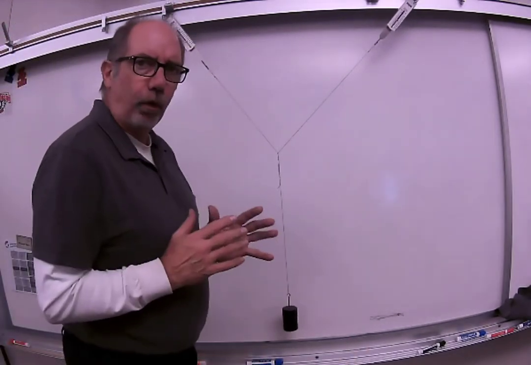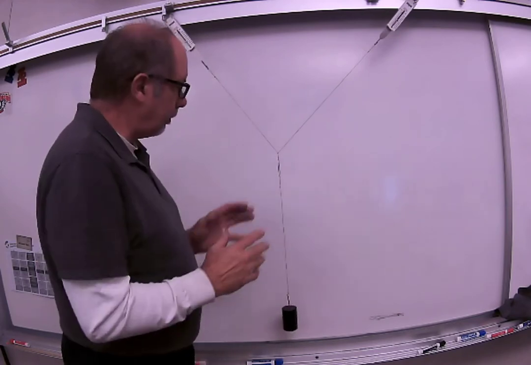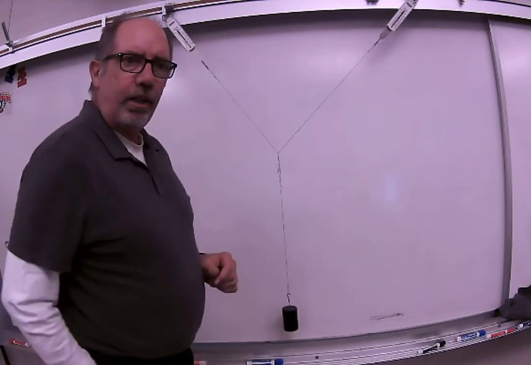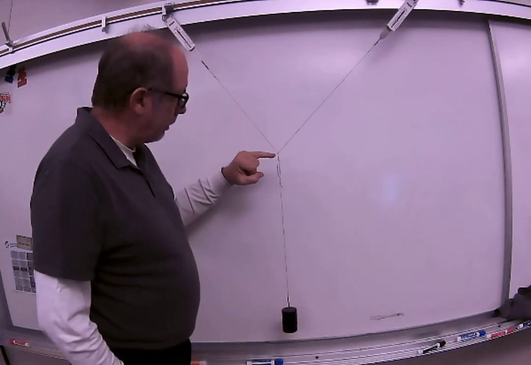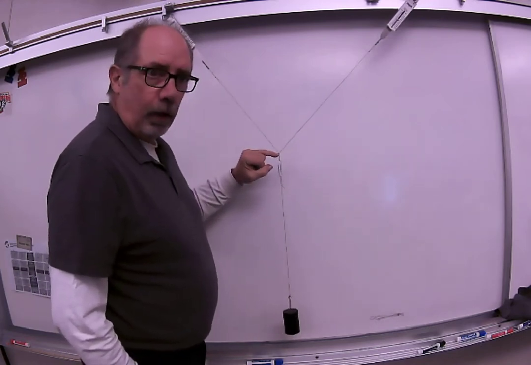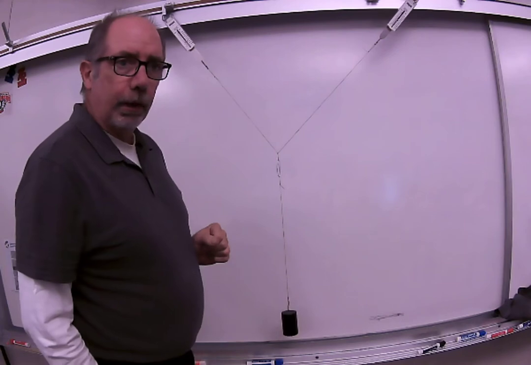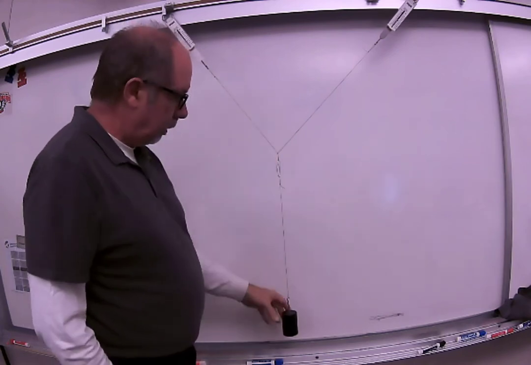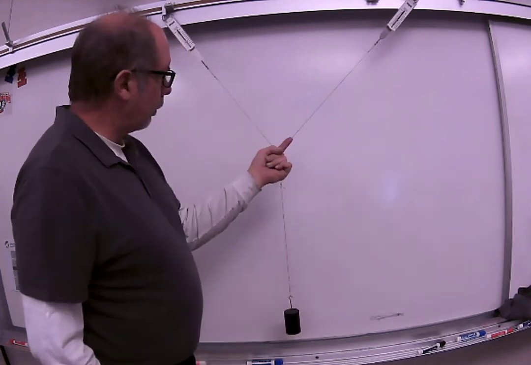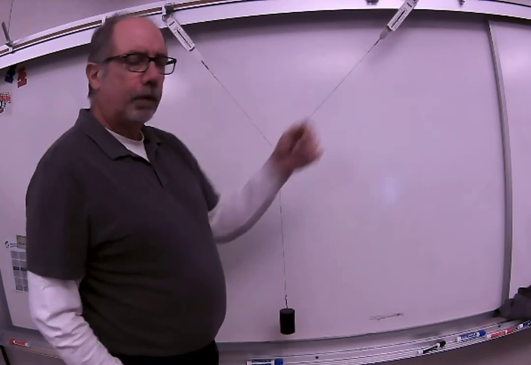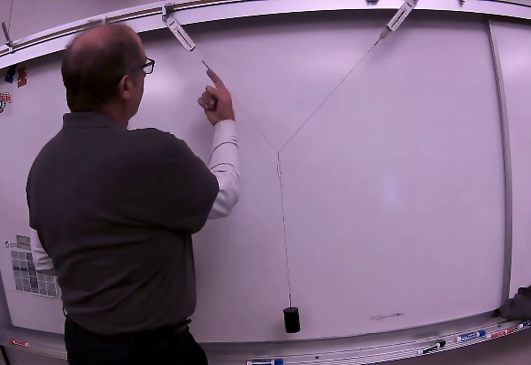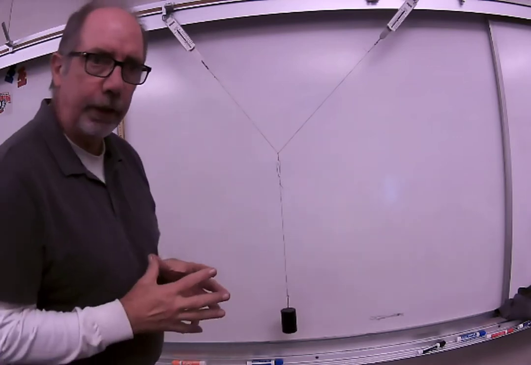So I have actually three forces acting in this system, and they're all acting at the same point. The point being the knot of that string right there. These forces are in equilibrium. I have a force going down due to the weight of the mass, a force going up along this string, and a force going up along this string.